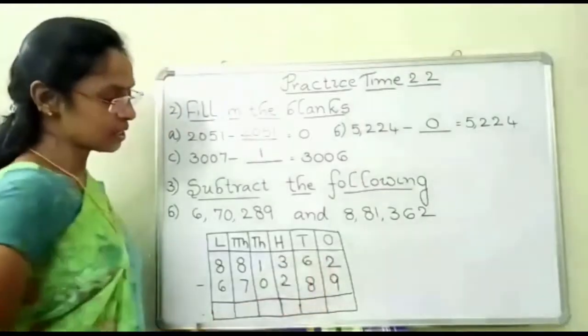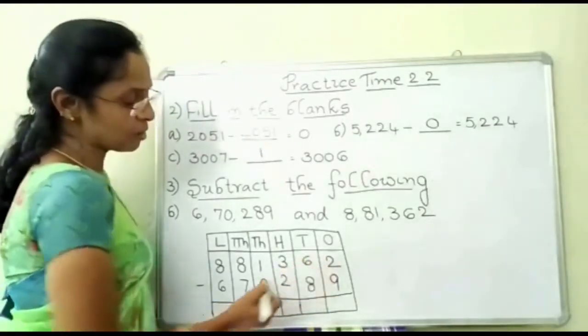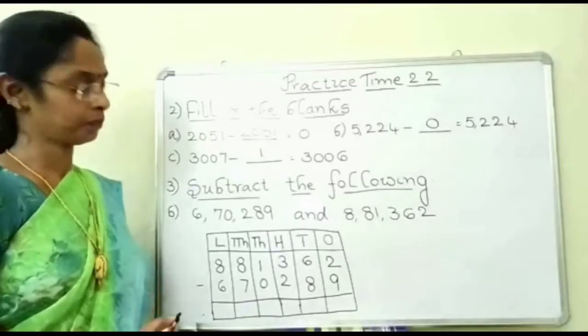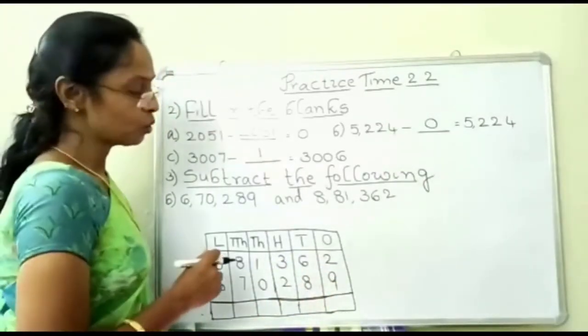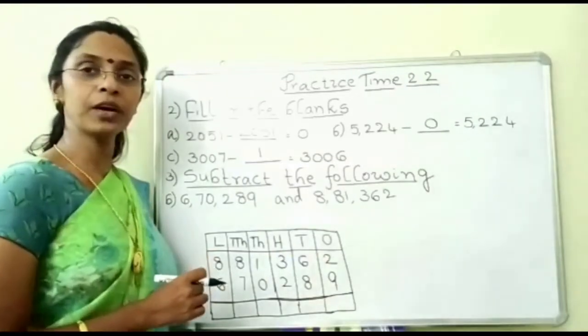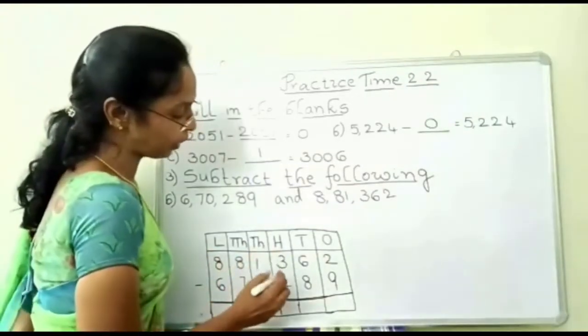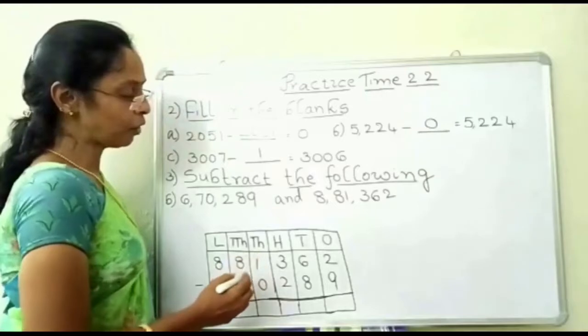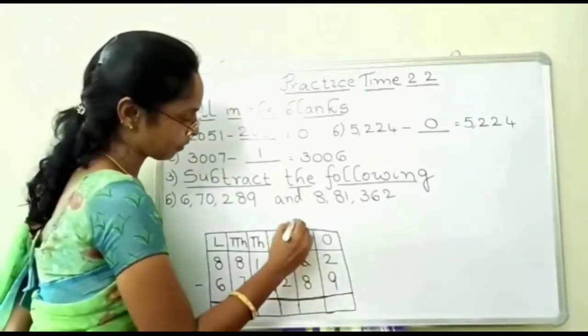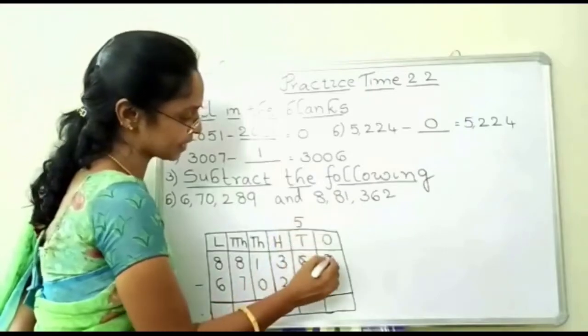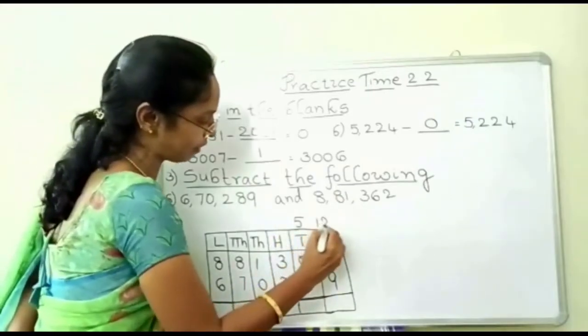See what is the digit? Now you have to subtract 9 from 2. 2 minus 9. 2 is smaller than 9. So what do you have to do? You have to regroup the numbers. So how will you regroup, children? You have to regroup 6 tens and 2 ones as 5 tens and 12 ones.